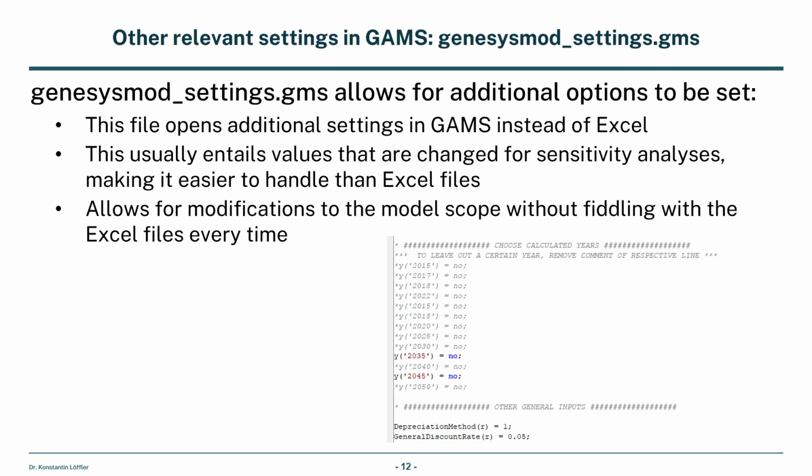So some general settings like the discount rates, or as I mentioned before, the amount of years that you're considering in your calculations, you can set them in the settings file. So essentially, if you set a year here to no, then it will be removed from the set of years that is being calculated. This means that in the end, the model, of course, runs a bit faster. It's less complicated to run the model. And if you're not interested in, for example, 5-year steps anyway, then this could be a good way of reducing model complexity in that case.